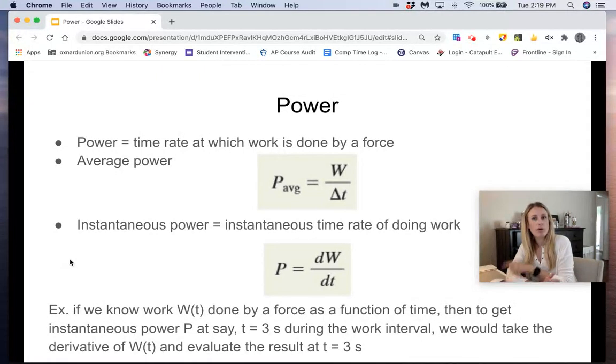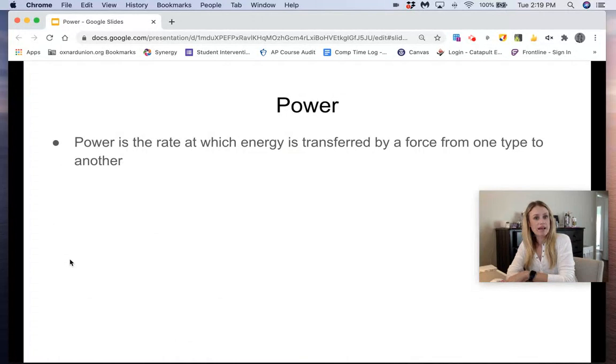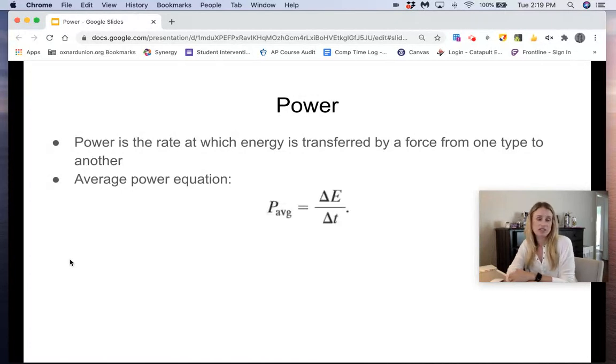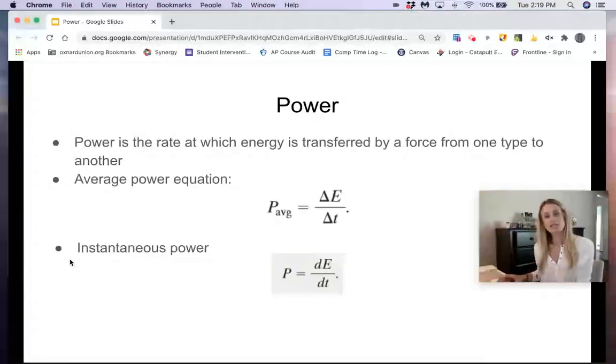Now, we also know that work is equal to a change in energy. So when work is done on an object, that object will have a change in energy. And because of that, power will be the rate at which energy is transferred by a force from one type to another, from an object or to an object. So we can get an average power equation that looks like this as well. Power is equal to the change in energy over time. And then of course, instantaneous power will be this equation right here.